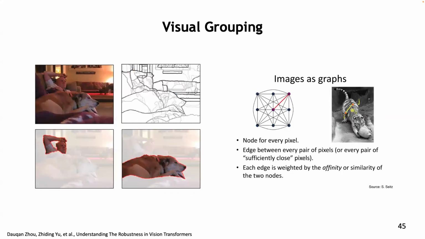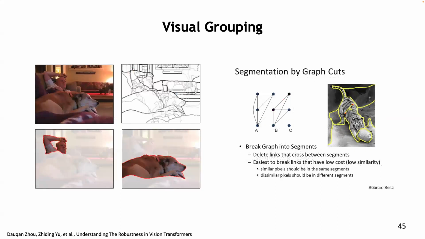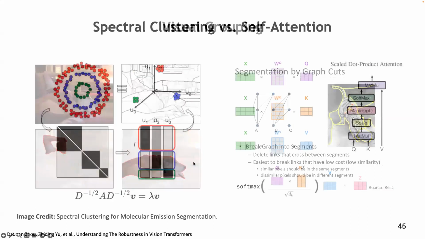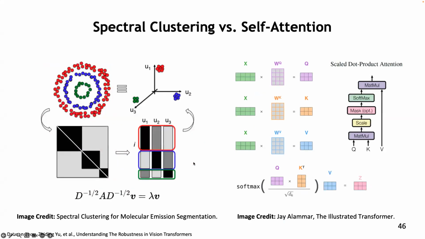So let's look at visual grouping. Visual grouping considers grouping pixels into parts and objects. It is the core function of human vision that bridges low-level and high-level vision. Before the deep learning era, visual recognition was dominated by visual grouping. Among these methods, the most classical one is graph cut, and the most commonly used method for graph cut is spectral clustering. It has a nice property: it is robust against noise and obtains compact nodes.